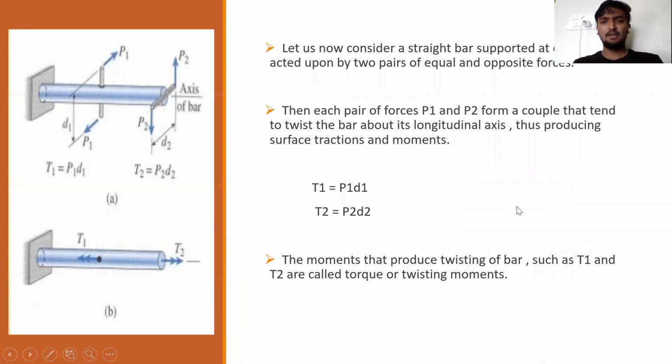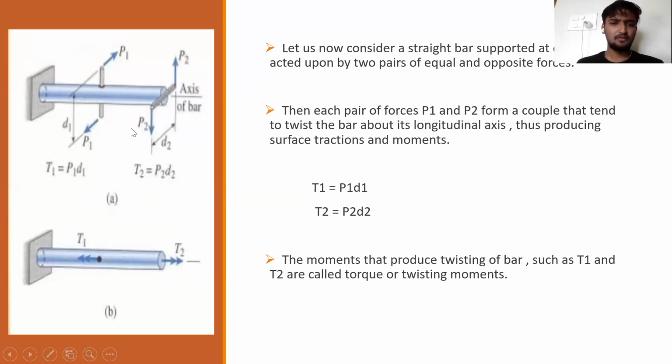Let us now consider a straight bar supported at one end and acted upon by two pairs of equal and opposite forces. Each pair of forces P1 and P2 forms a couple that tends to twist the bar about the longitudinal axis. The perpendicular distances are D1 and D2 from the axis of the bar. Okay, this is torsional stress.